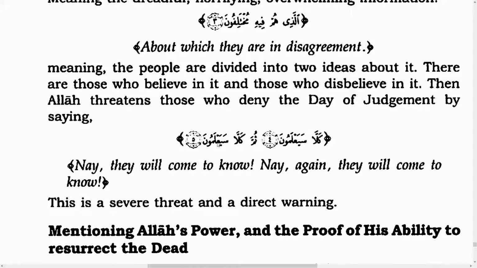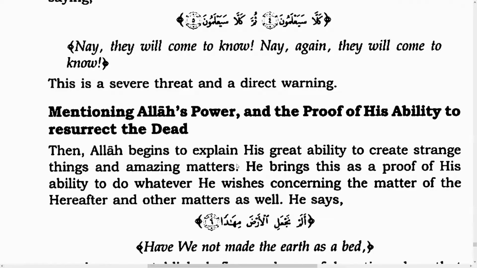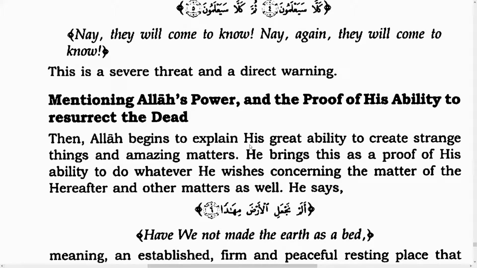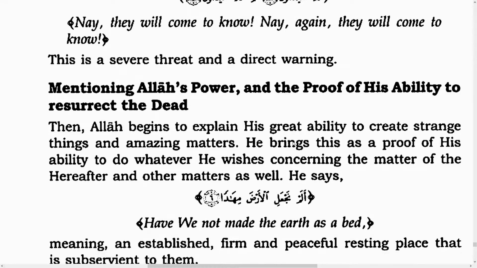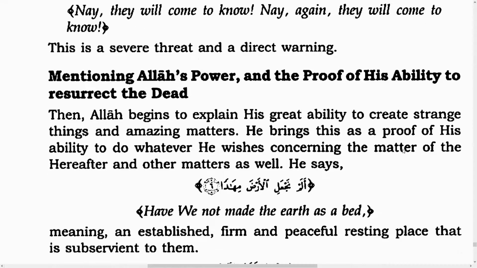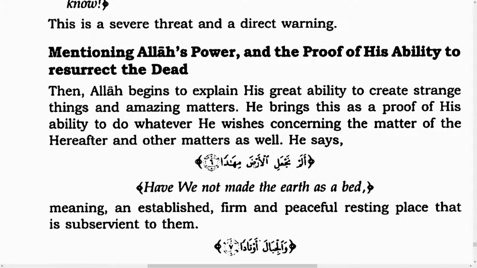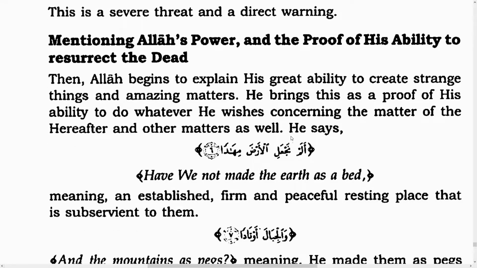Thumma kalla sa'alamoon. Then Allah subhanahu wa ta'ala begins to explain His great ability to create strange things and amazing matters. He brings this as a proof of His ability to do whatever He wishes, concerning the matter of the hereafter and other matters as well. So He brings proofs to show that He created.